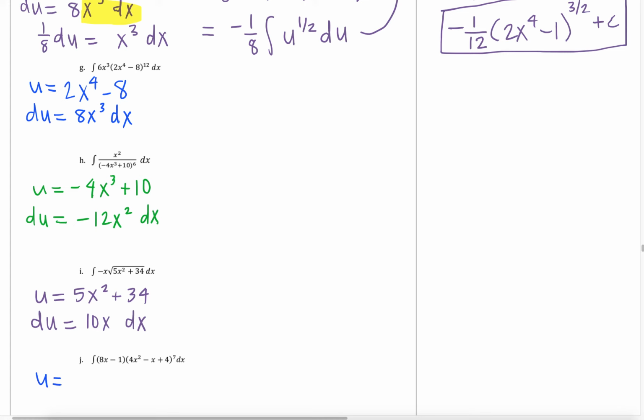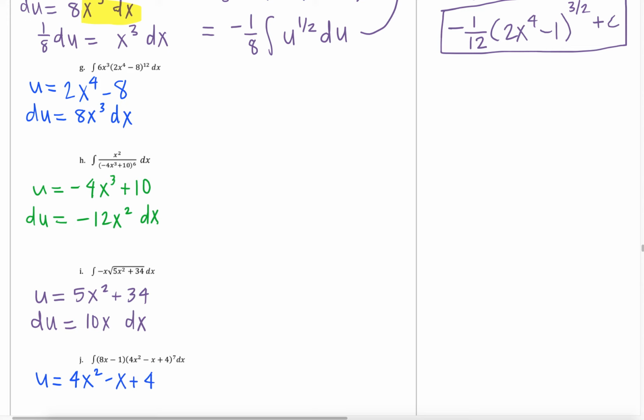because we have an 8x minus 1, so one quantity, times this 4x squared minus x plus 4, all to the 7th power. And in this case, our u is actually the 4x squared minus x plus 4.